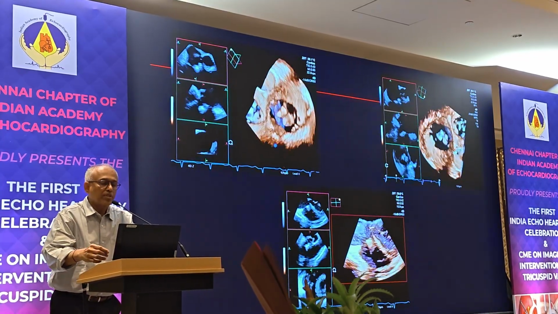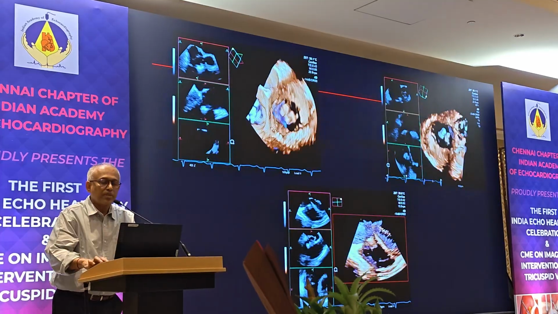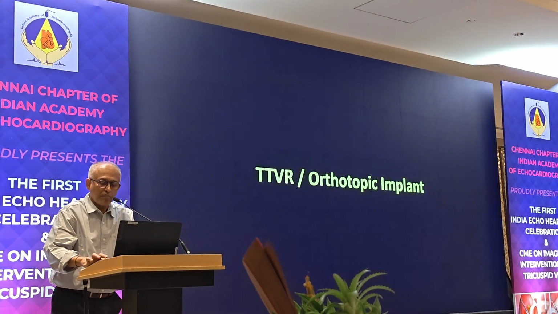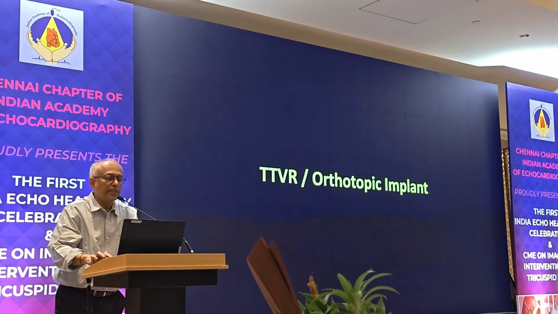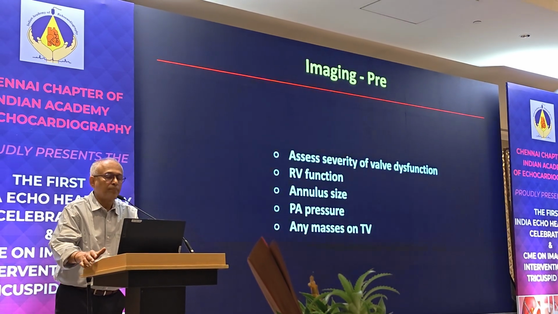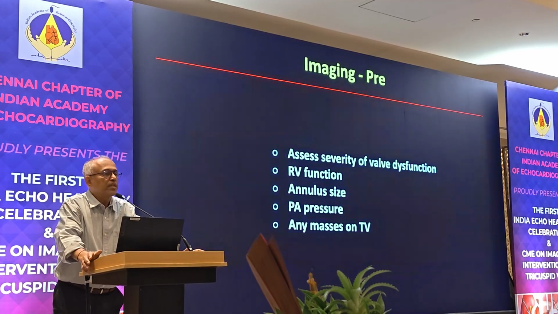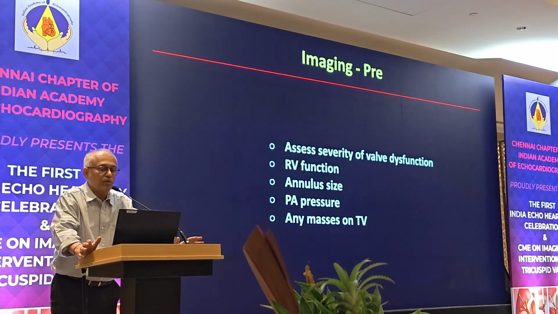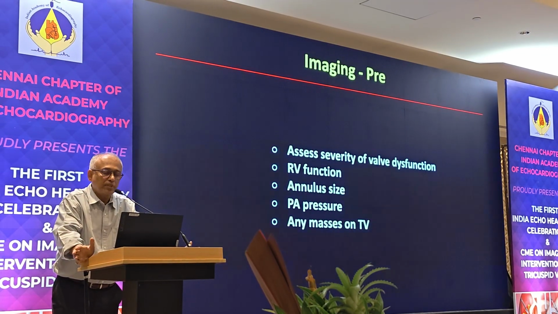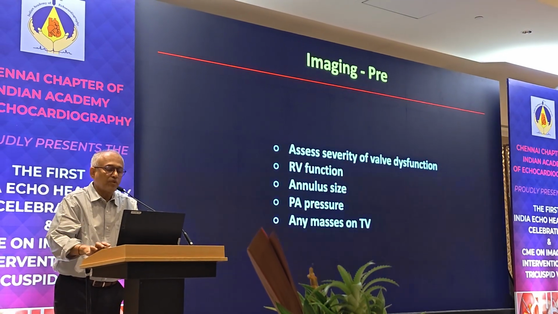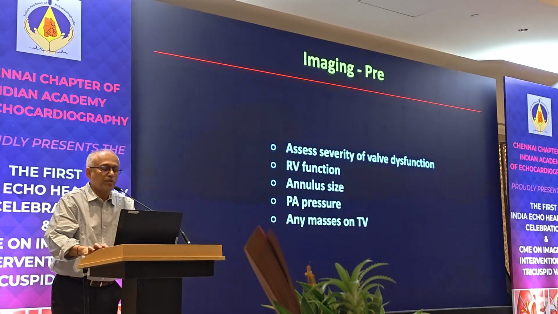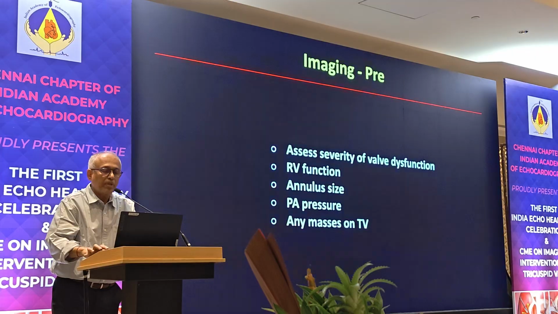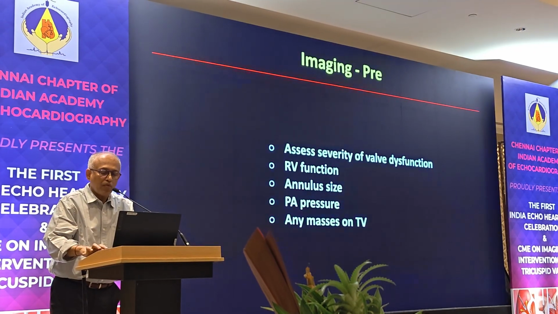And these are 3D images just to show, nothing great about it, but just to understand the clips are side to side. Now the other type of the transcatheter one is the TTVR. So this is the orthotopic implant, and again here the imaging is primarily pre-assessment in terms of assessment of valve dysfunction. You want to establish the valve dysfunction, the TR especially, and then look at the RV function and the size of the annulus, PA pressure. So this is again a standardized way of looking at it. So it's a lot of help in terms of trying to find out how bad the valve is.